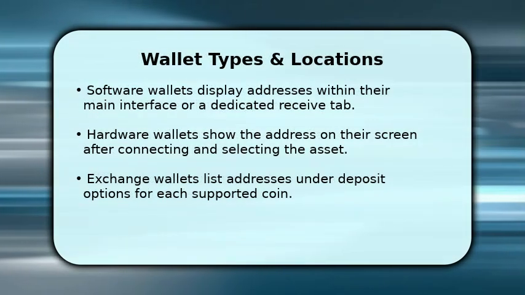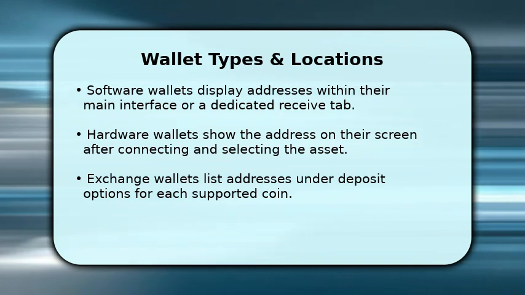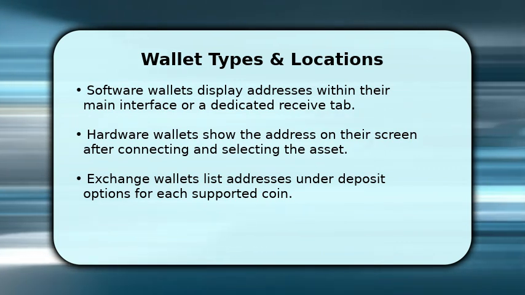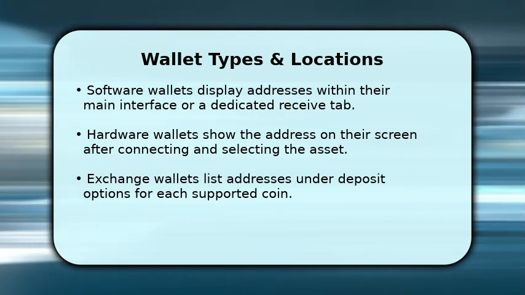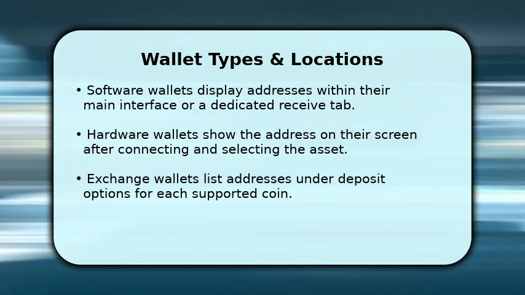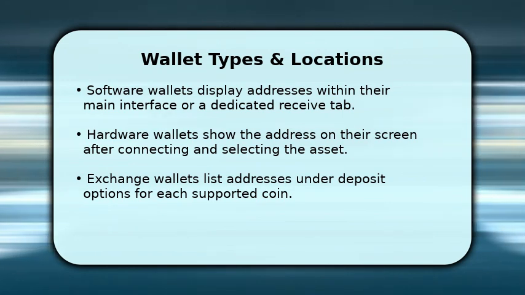Finding your address varies slightly by wallet type. For software wallets like MetaMask or Trust Wallet, navigate to the specific coin and tap Receive. Hardware wallets, such as Ledger or Trezor, will show the address on the device screen after you select the asset. On cryptocurrency exchanges, go to the Deposit section for the desired coin, and your unique address will be provided there. Each method is straightforward once you know where to look.